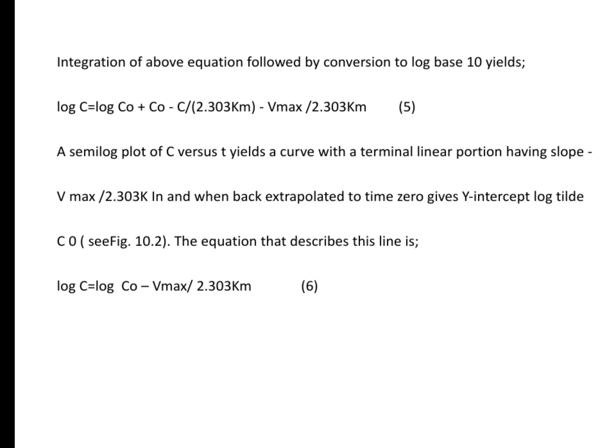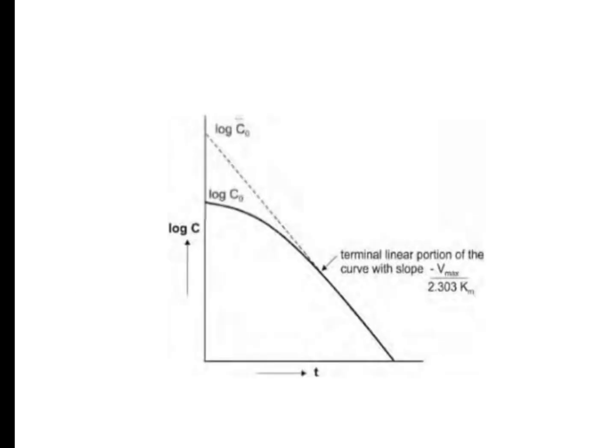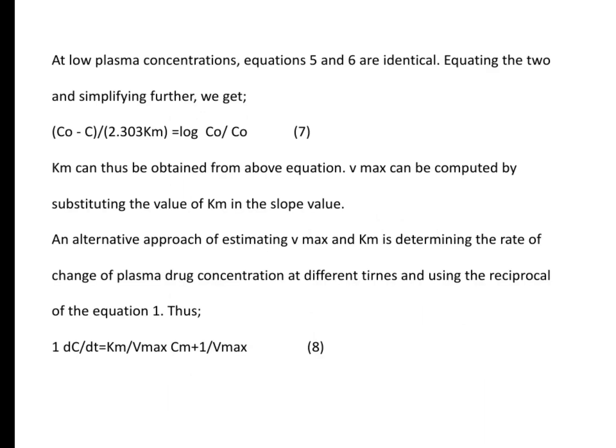A semi-log plot of C versus t yields a curve with a terminal linear portion having slope negative Vmax divided by 2.303 Km, and when back extrapolated to time 0 gives C0. The equations and graphs are shown as follows. At low plasma concentration, the above both equations are identical. Equating the two and simplifying further we get the equation. The Km can thus be obtained from the above equation. The Vmax can be computed by substituting the value of Km in the slope value.